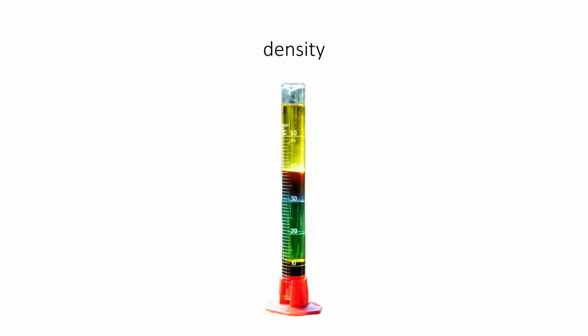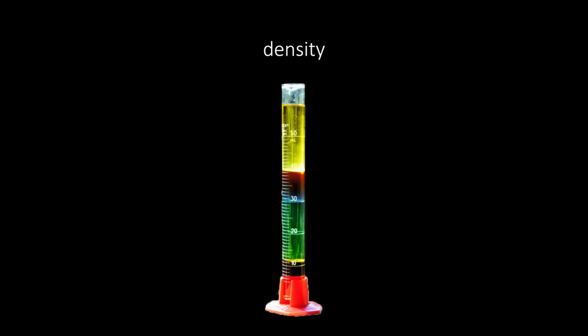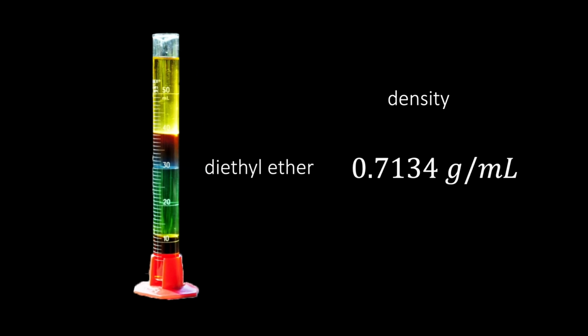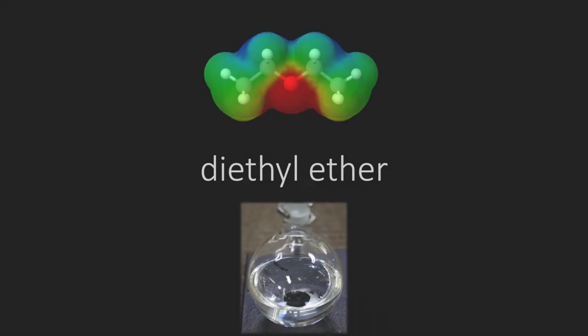So if you mix diethyl ether with water, the diethyl ether that does not dissolve, will it sink or float on water? That depends on its density. The density of diethyl ether is 0.7134 grams per milliliter. Compare that with the density for water, which is 1 gram per milliliter. Because the density of diethyl ether is less, it will float on top of water in a separate layer of clear liquid. Hopefully this video has given you a better understanding of the molecule diethyl ether.